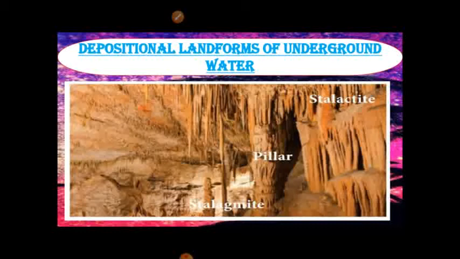Stalagmites. Stalagmites are formed when the calcite deposits rise upwards like a pillar. Sometimes stalactites and stalagmites meet together to form columns or pillars.